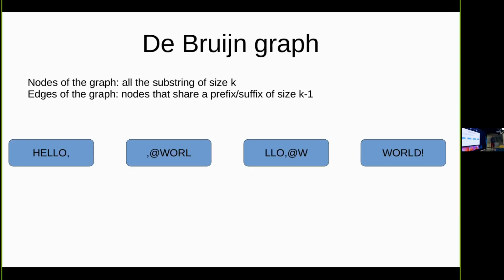So what's the De Bruijn graph? I think it's a very elegant data structure that allows us to solve this problem very efficiently. And the way to do so is that you're going to need to build the graph. In this graph, the nodes are all the substrings of a given size, k. And then you build an edge between nodes that share a prefix or a suffix of size k minus 1.